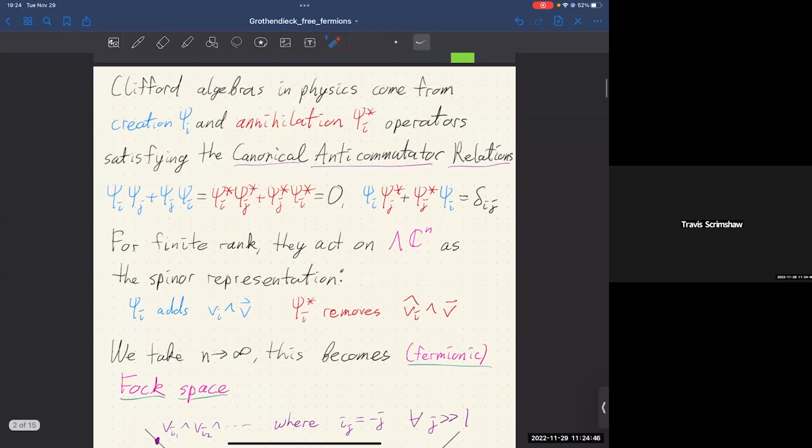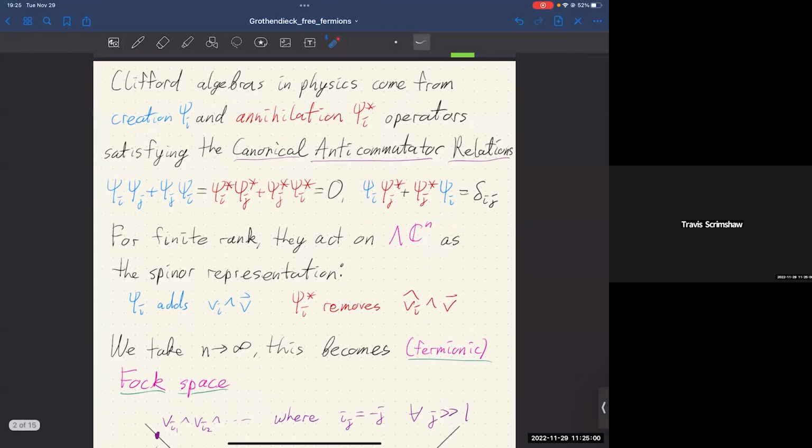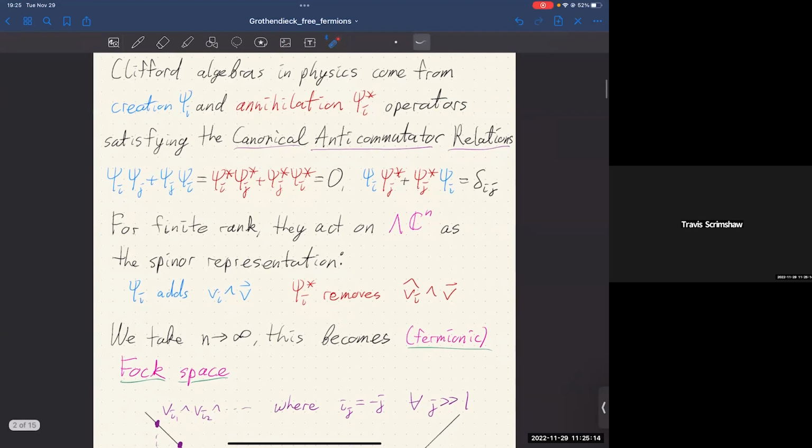And if I just have i and j running from 1 to n, this will be finite rank, and they act on the exterior algebra of C to the n. And how we want to think about this in terms of a more physical approach is the psi i's create a particle at site i, and the annihilation operators destroy a particle at site i. And so this is the spinor representation of the Clifford algebra.